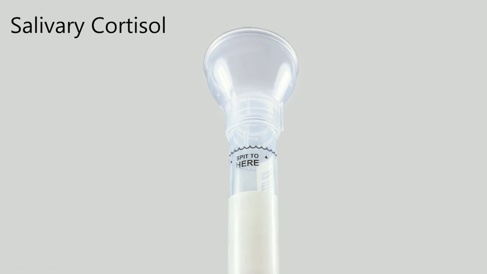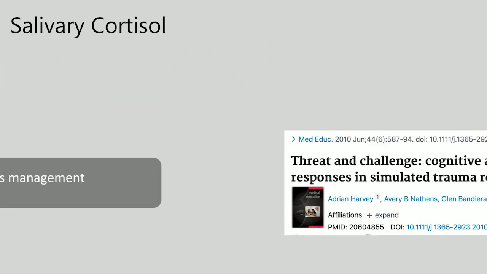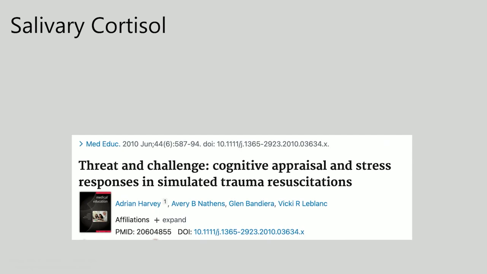So the majority of the studies that use salivary cortisol use it to assess more of the non-technical skills components, the arousal management, the amount of sympathetic tone that people are experiencing. One of the studies that I thought was really cool, talking about that cognitive load stress management, was this appraisal of stress and responses in simulated trauma resuscitations. So they took individuals and put them in these high and low stress pre-done situations and simulations that were designed to be similar to typical trauma resuscitations, and then measured their salivary cortisol levels.